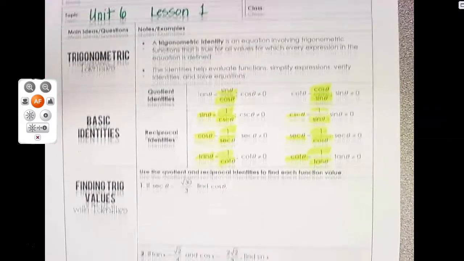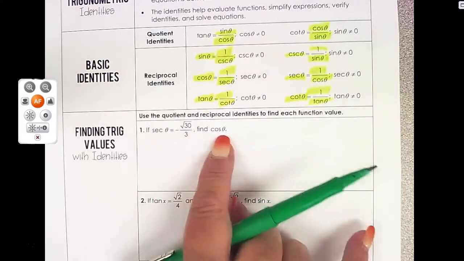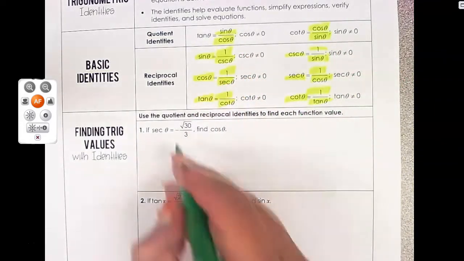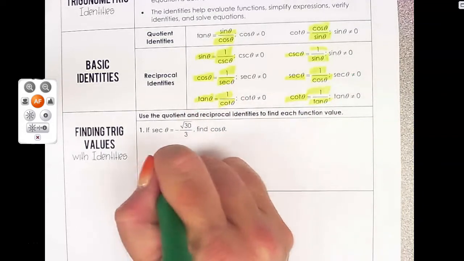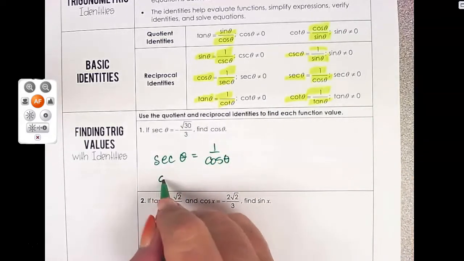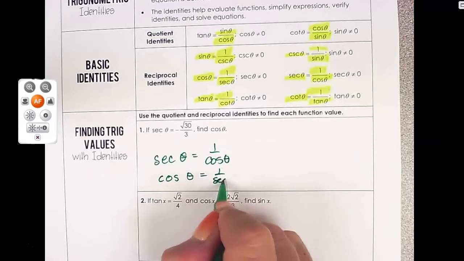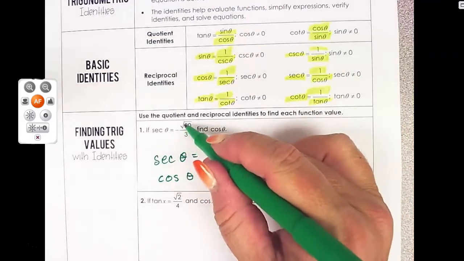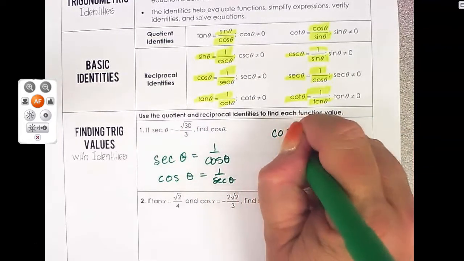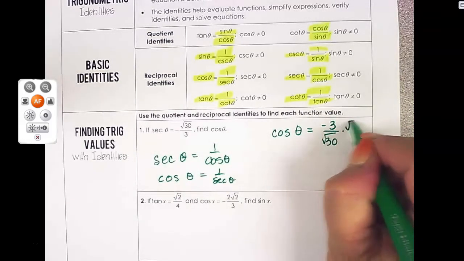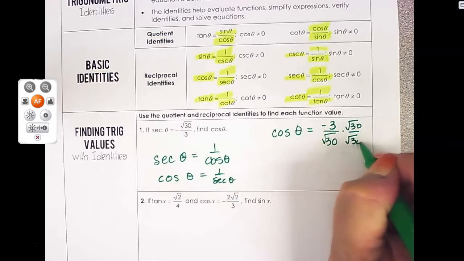So in example number 1, if we're given the secant and we're being asked for the cosine, well, secant and cosine are reciprocals of one another, so we would say since the secant of theta is 1 over the cosine, or the cosine is 1 over the secant, if our secant of theta is negative radical 30 over 3, then our cosine of theta will be the reciprocal. So I would put a negative, I'm going to put my 3 over root 30, and then I'm going to rationalize the denominator. So multiply by root 30 over root 30.